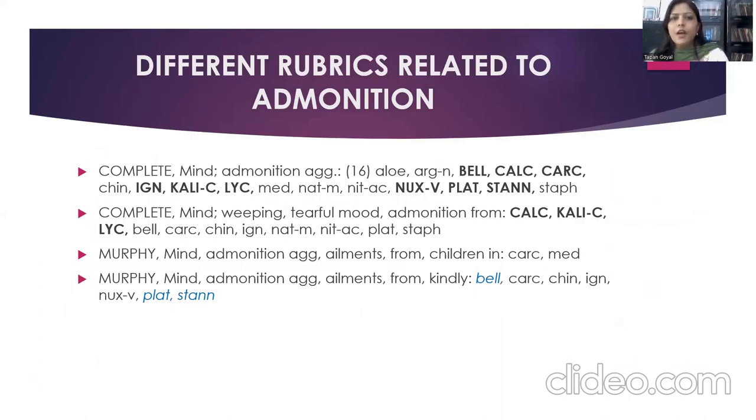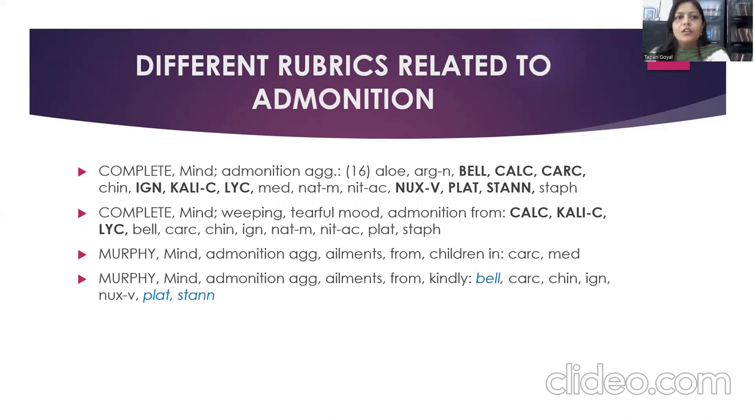We have the rubric mind, admonition, aggravate. In high grade, we have belladonna, calcarea, carcinosin, ignatia, kali carbonicum, lycopodium, nux vomica, platina, and stannum. And in lower grade, we have aloes, argentum nitricum, china, medorrhinum, natrum muriaticum, nitric acid, and staphysagria. So admonition aggravate again has limited remedies, but if you see the rubrics offended very easily or sensitive to trifles, we have many more remedies in them because these rubrics are very generalized and admonition aggravate is very specific.